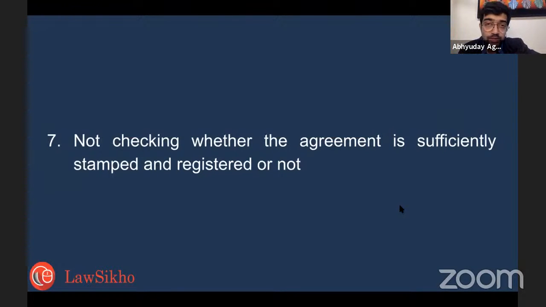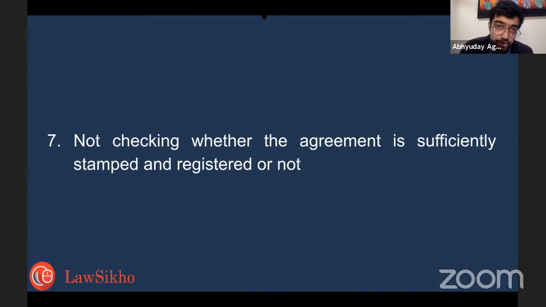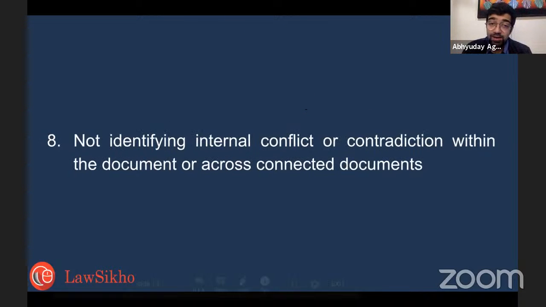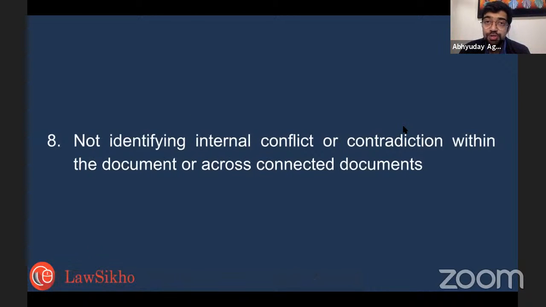A lot of times parties just do not register a contract where it's necessary to, or do not stamp the contract appropriately. They may use the wrong state stamp paper, they may use the wrong calculation, it may be understamped. All of that can happen. There may not have been a registration where it is needed and parties may have just notarized it. These things happen. Next, not identifying internal conflict or contradiction within the document or across connected documents.